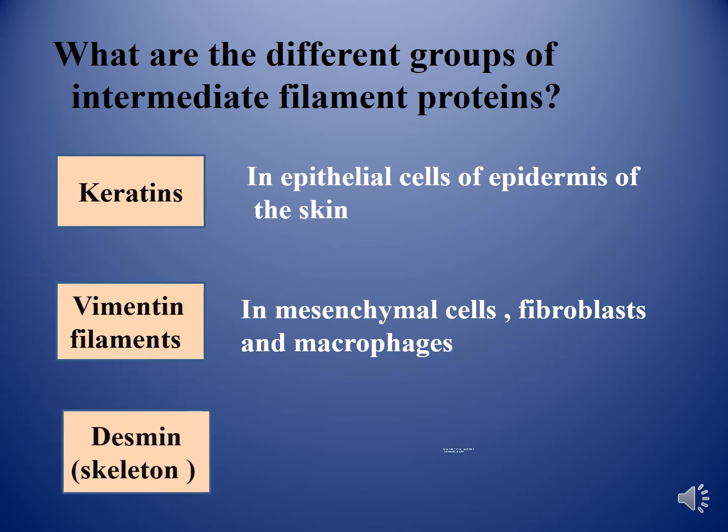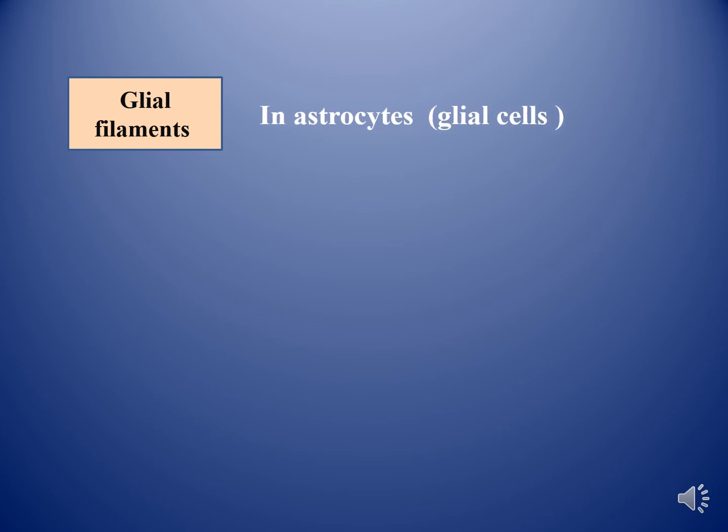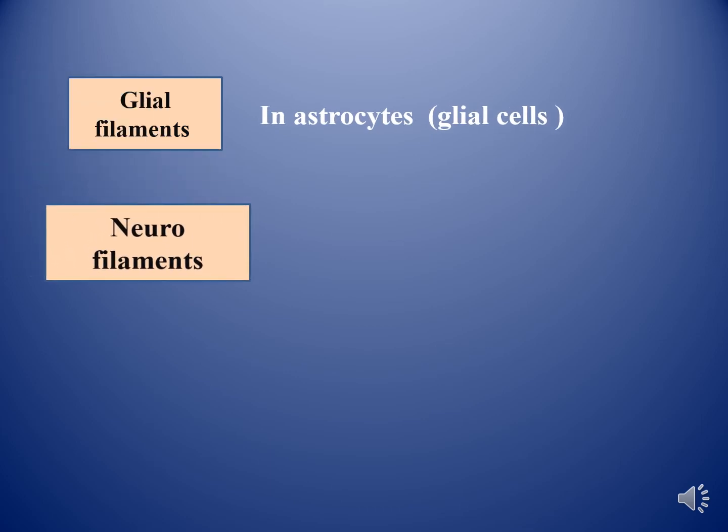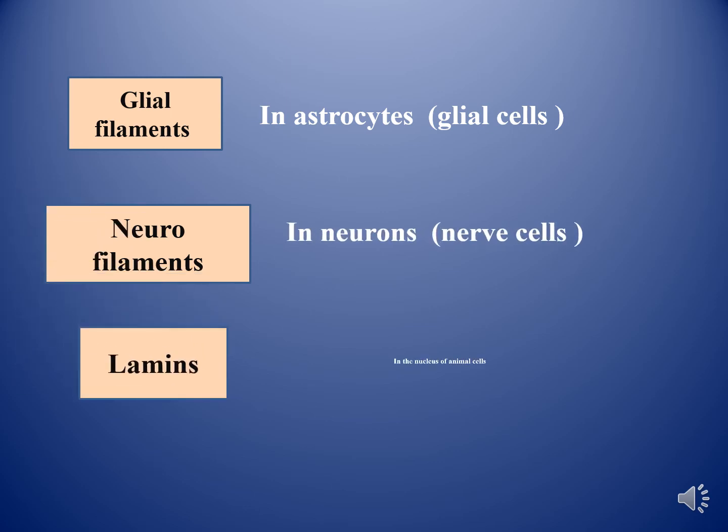Desmin or skeletin in muscle cells, found in skeletal and cardiac muscles. Glial filaments that are found in astrocytes or glial cells. Neurofilaments that are found in neurons or nerve cells. And lamins that are found in the nucleus of animal cells.